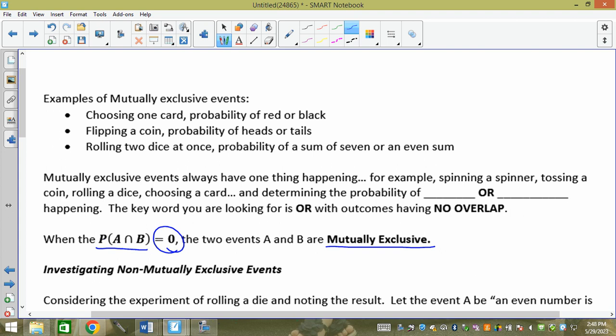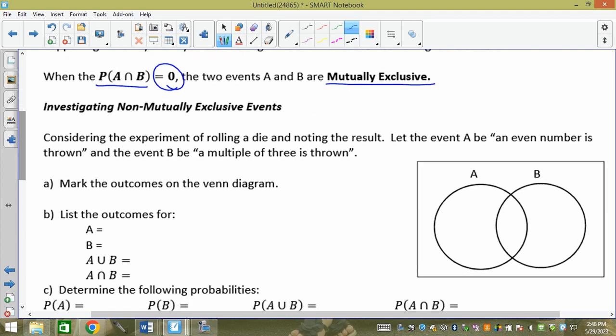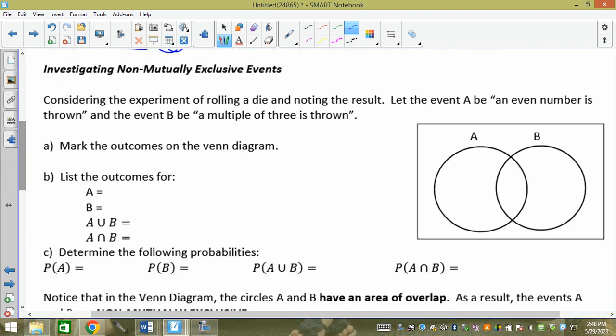So, investigating non-mutually exclusive events. Consider the experiment of rolling a die and knowing the results. Let A be even numbers, an even number is thrown, and B be multiples of 3. Multiples of 3 start at what? 3 and go up by 3. So only 3 and 6, correct? You try this one out, there will be overlap. I didn't make a Venn diagram of that. You try this one out, fill in all the answers.